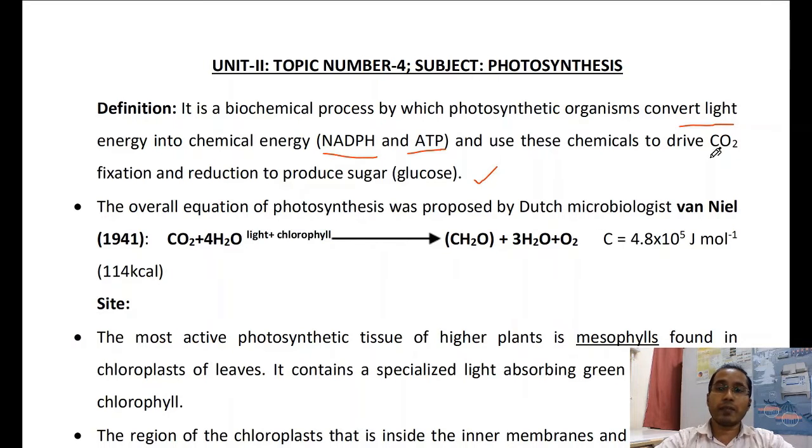In the second step, they are utilized with the help of CO2, and here carbon assimilation or carbon fixation is going on, where CO2 is used in the form of carbohydrates. The carbon of the carbohydrate molecule is coming from CO2, and here ATP is required for energy consumption. So it is again a reduction process. That's why this is the dark reaction. So the overall definition is completed by the combination of light and dark reaction.